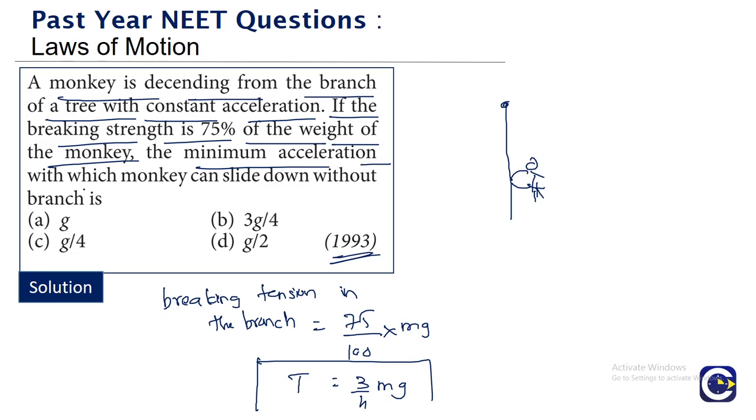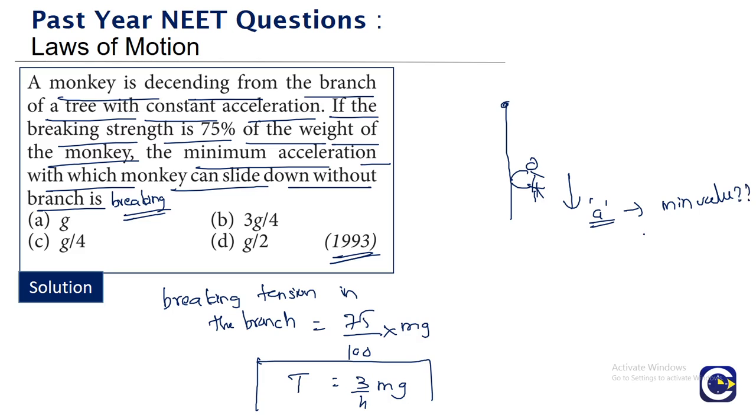The question asks for the minimum acceleration with which the monkey can slide down without the branch breaking. So when the monkey is sliding down, it is sliding down with an acceleration a. We have to find the minimum value for this. Now what is going to happen when it is sliding down? There will be, of course, tension force acting on the monkey and the weight of the monkey. Now it is going down with an acceleration, means the net force must be downwards.